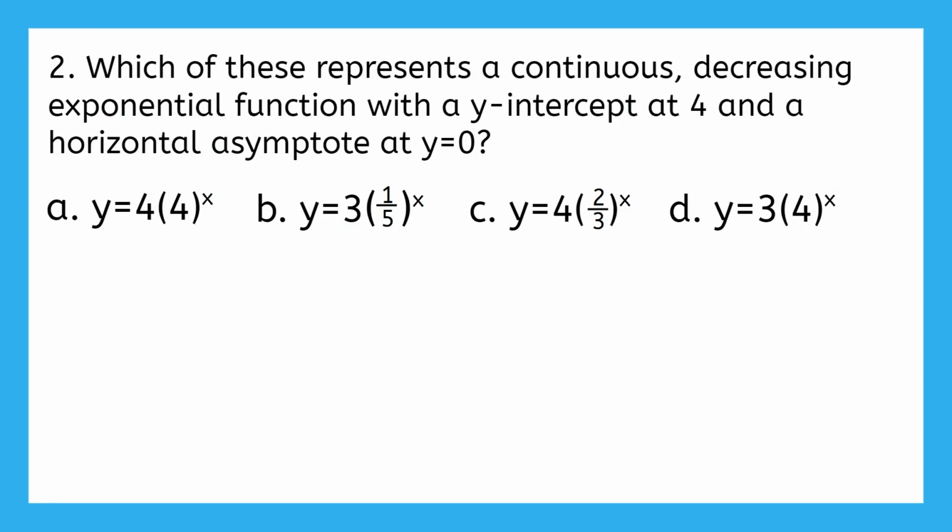Let's try another example. We need to determine which of these equations represents a continuous, decreasing exponential function with a y-intercept at 4 and a horizontal asymptote at y equals 0. Let's use the attributes we've learned about to help us narrow in on the right answer through process of elimination. Pause the video and try it out now.